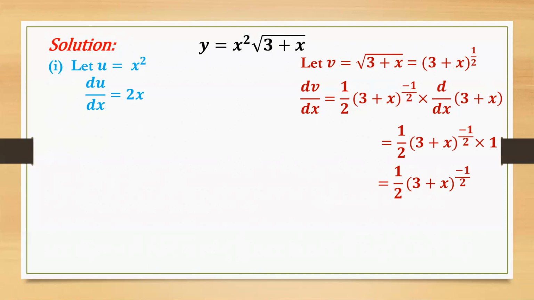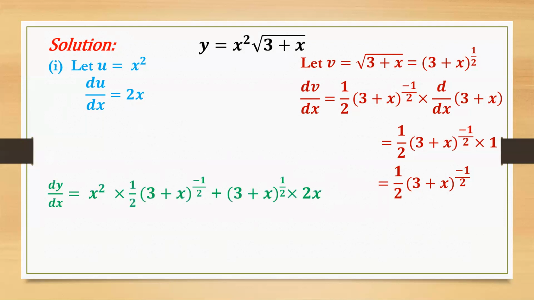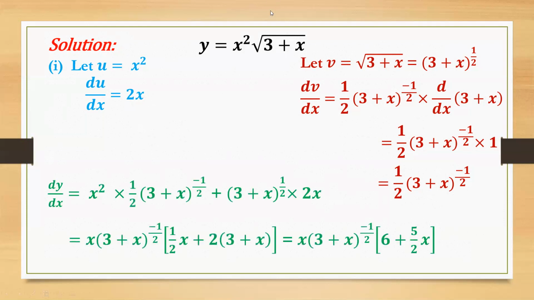Now, dy by dx, if you remember for product rule, the formula is du by dx times v plus dv by dx times u, or simply u dv by dx plus v du by dx. So here I will have u times dv by dx plus v times du by dx.